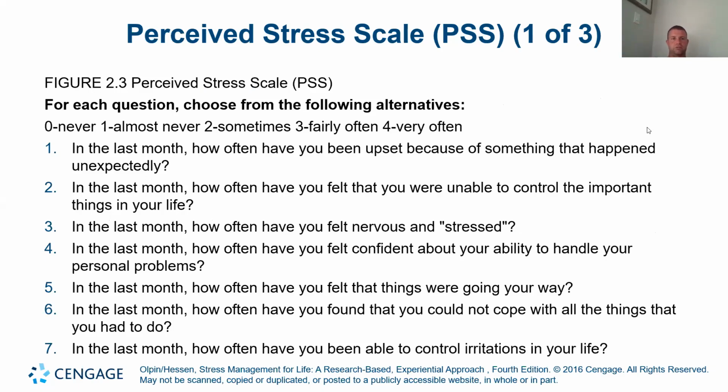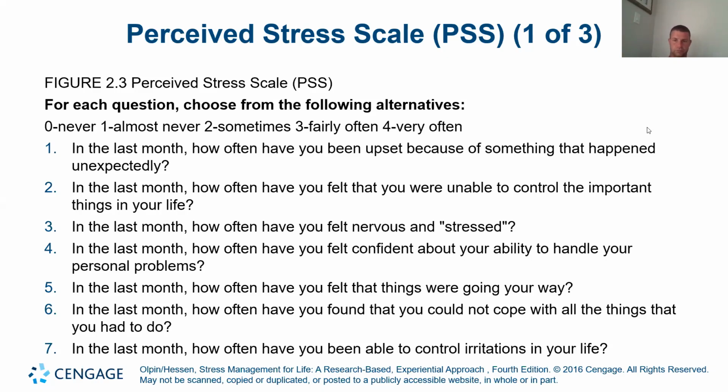So, all right. 0 means that this happens never. 1 is almost never. 2 sometimes. 3 fairly often. 4 very often. Right. So in the last month, how often have you been upset because of something that happened unexpected? How often have you felt you were unable to control the important things in life? How often do you feel nervous or stressed? How often do you feel confident about your ability to handle your personal problems? How often have you felt things were going your way? Right. So again, most of those seem fairly negative, and then you get to that one, right?